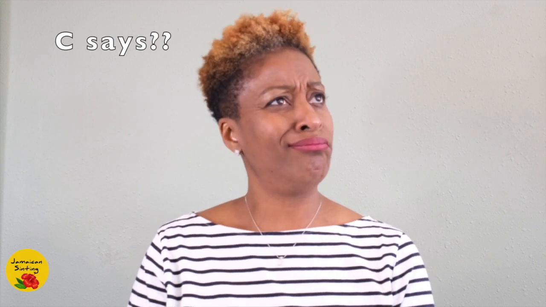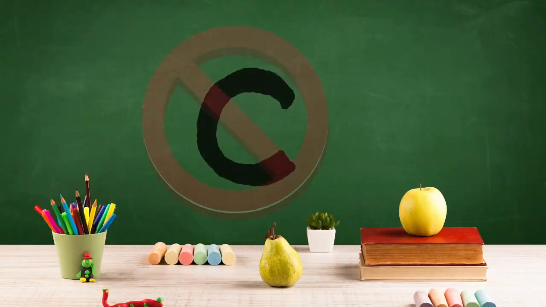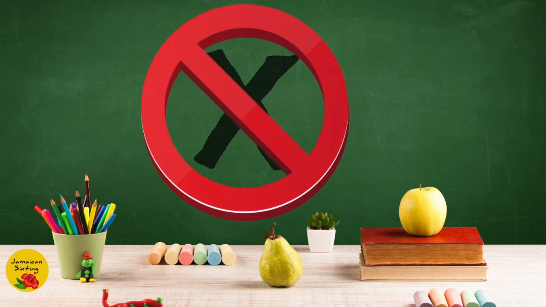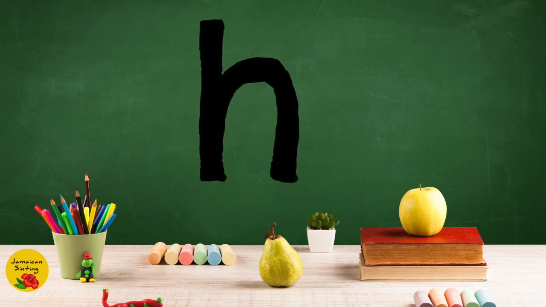Example, A says A, B says B, K says K, S says S. Did you see what happened there? Different ways that letter C could be sounded in the English language. So the letter C is therefore not a part of the Jamaican alphabet because it could be pronounced multiple ways. Q by itself is not in the alphabet, and X is not in the alphabet neither. H by itself is not in the alphabet, but sometimes we use it for certain words that begin with a vowel.